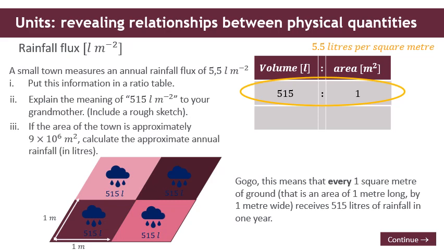If the area of the town is approximately 9 million square meters, can you calculate the approximate annual rainfall in liters? Press the continue button when you've done that.